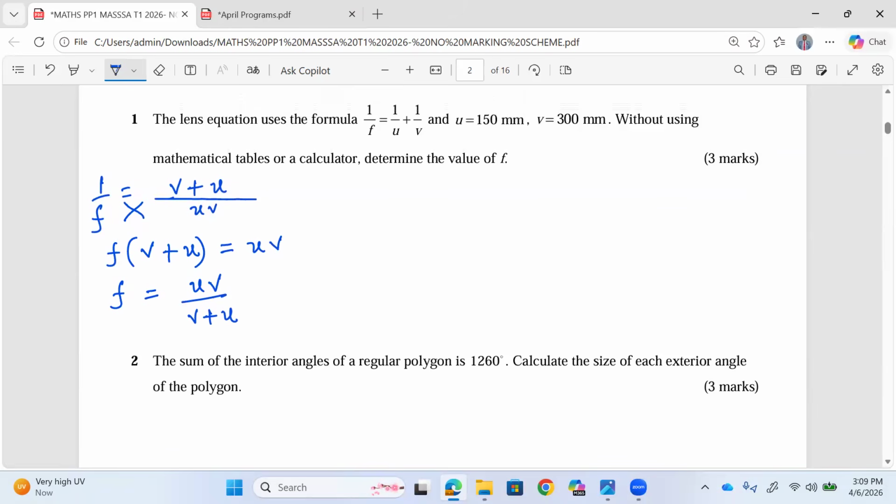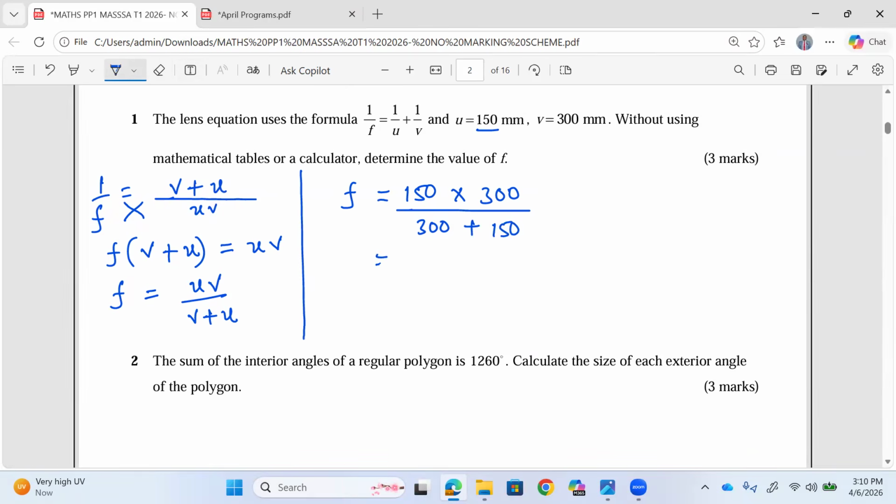So now that f has been made the subject of the formula, it will be very easy for us to work out. So here we say f is given by 150 multiplied by 300. Then this is divided by the sum of 150 and 300.